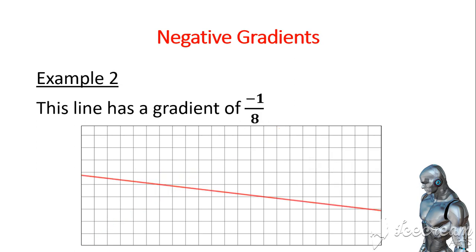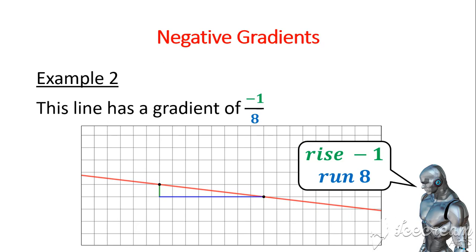All right, here's example 2. This line has a gradient of -1/8. So here's 2 points on the grid, and we're going to get from the left-hand point to the right-hand point. To do that, we must rise down 1 square and run across 8 squares. So rising down 1 and running across 8.